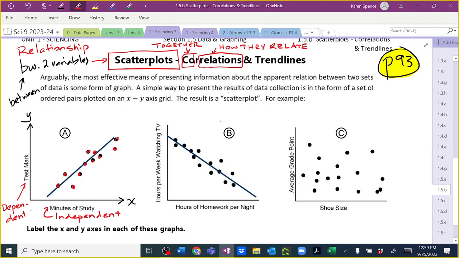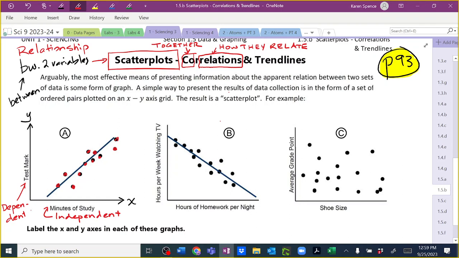I'd like you to consider graphs A, B, and C. Which of these graphs appear to have some sort of relation between the independent variable and the dependent variable? Out of graphs A, B, and C, in which one is there some sort of relation between the two variables?